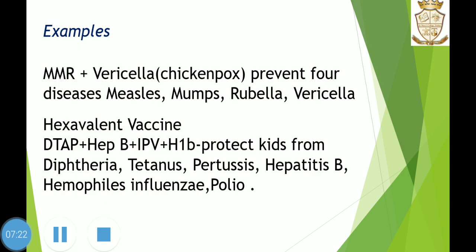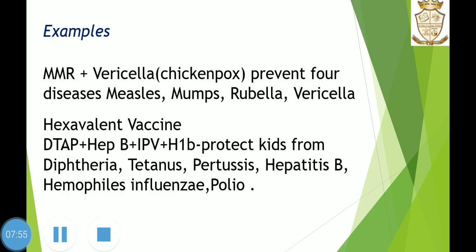We can also see other examples of combination vaccines, that is MMR plus varicella, which is against chickenpox. It prevents 4 diseases: measles, mumps, rubella, and varicella. Next is the hexavalent vaccine. It consists of DTaP, Hep B, IPV, and Hib, to protect kids from diphtheria, tetanus, pertussis, hepatitis B, Haemophilus influenzae, and polio.